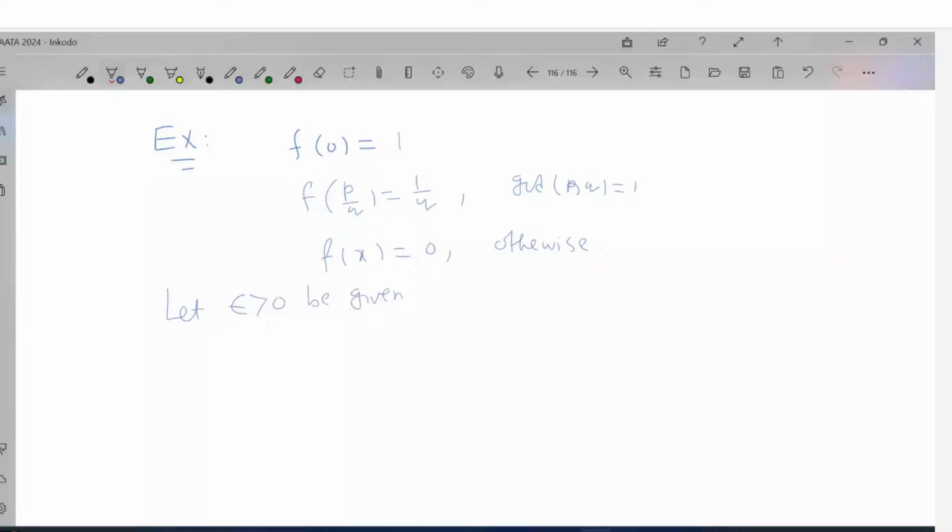So by the Archimedean property, there exists a K belonging to the natural numbers such that 1 by K is less than epsilon. One thing you observe: if you have a number n greater than K, then 1 by n is obviously less than 1 by K and it will be less than epsilon.